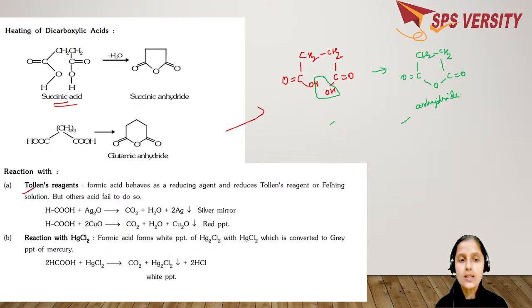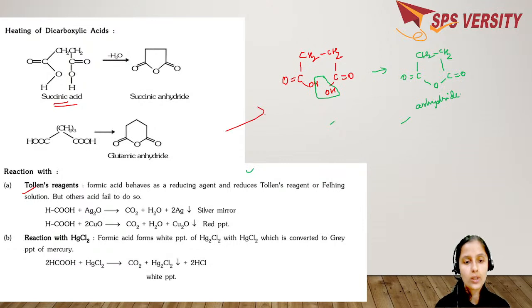Formic acid is a special case, which acts as a strong reducing agent. If you take the Tollens reagent, the carboxylic acid gets converted into carbon dioxide and water, whereas silver oxide gets reduced to silver. And this is also going to react with the Fehling solution, where it is going to turn the blue color of that to a red precipitate.